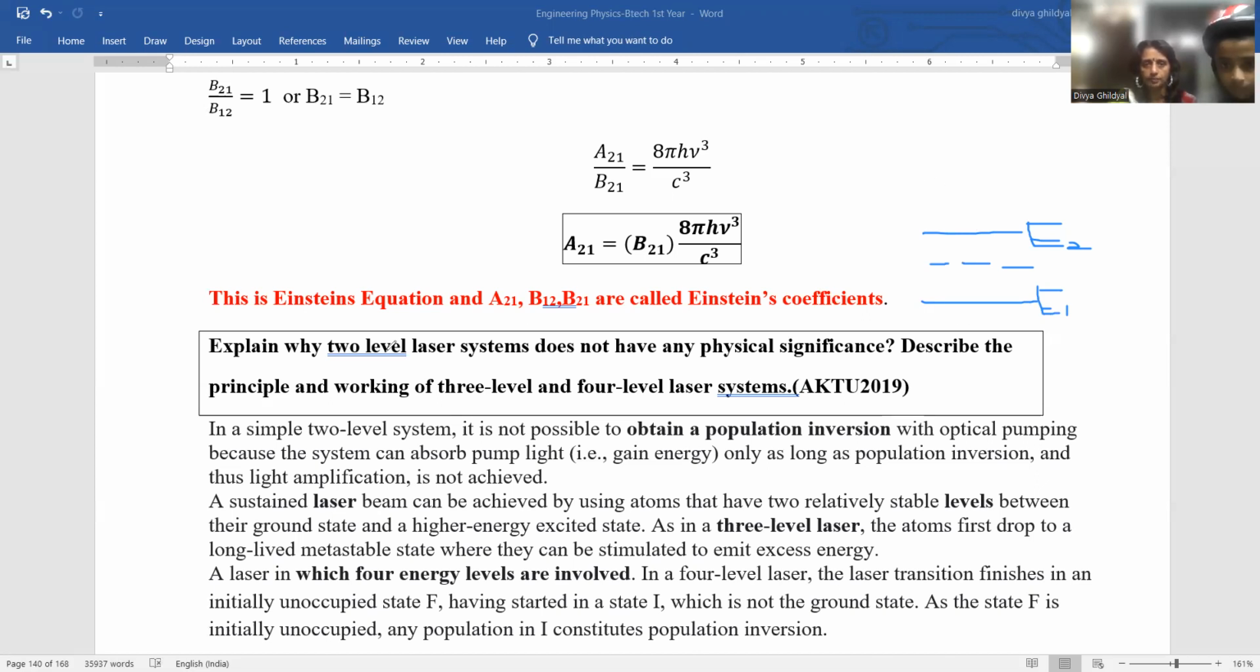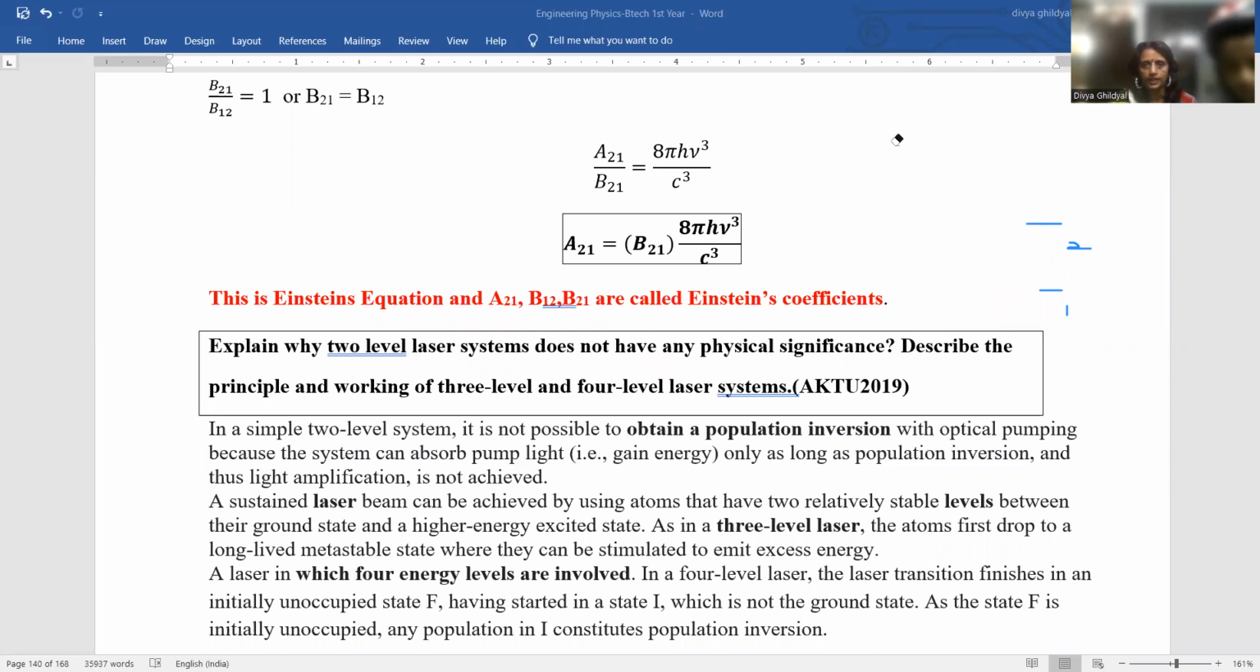So this question has been asked: explain why 2-level laser system will not have any physical significance, and describe the principle and working of any 3 or 4 level systems. Minimum 3 levels are required for my laser light, because 2 will give me spontaneous emission. The moment I insert a new metastable state, only then laser light will be emitted. So a 2-level energy level system is not useful for laser action.